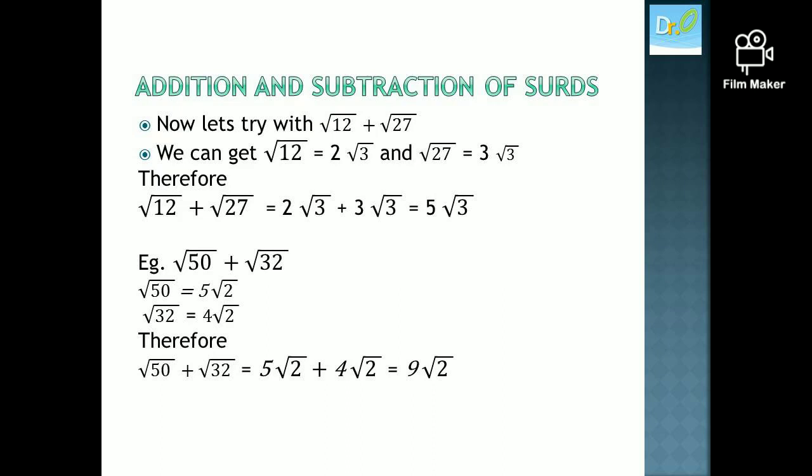Root 32 is 2 into 2 into 2 into 2 into 2, 5 times. Therefore, you can take 2 into 2, one couple, and another 2 into 2, another couple. Then you can take them out and write it as 4 root 2. Therefore, root 50 plus root 32 is 5 root 2 plus 4 root 2. Now you can simplify further and write it as 9 root 2.